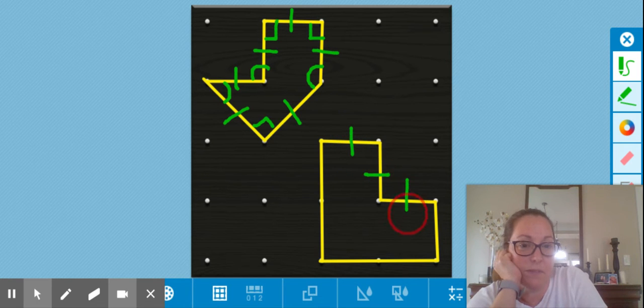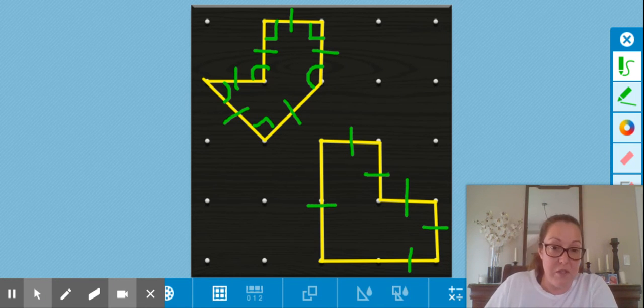Okay, let's look at this one. 1, 2, 3, 4, 5, 6. Sometimes kids will make a mistake. They'll forget to count both this and this, or they'll get tricked. But you always look for those straight lines. That's a side. 6, and then look at this.